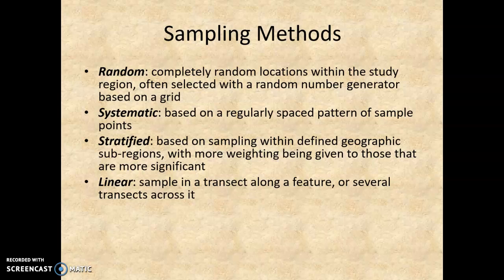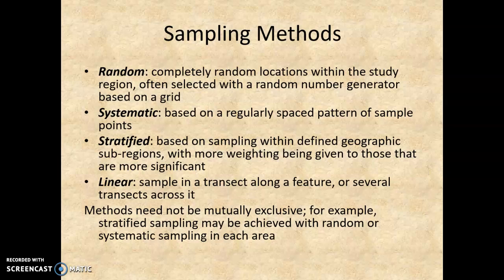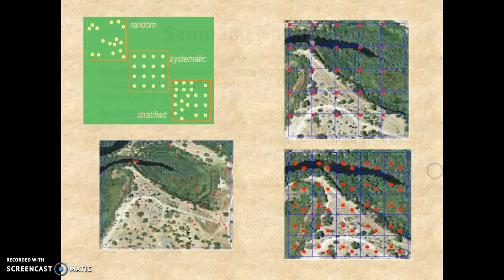Linear is a form of systematic, right? So you're moving along a linear feature. And again, the methods don't have to be mutually exclusive. You could decide to have a systematic method and then you select random points based on the line or on the systematic method. So you don't have to just choose one or the other.